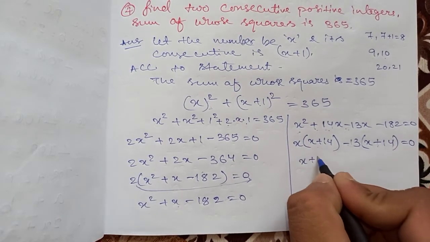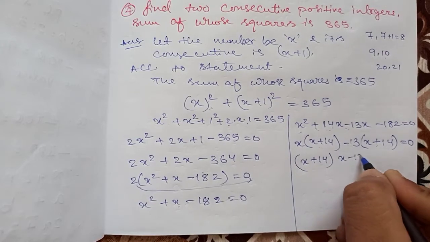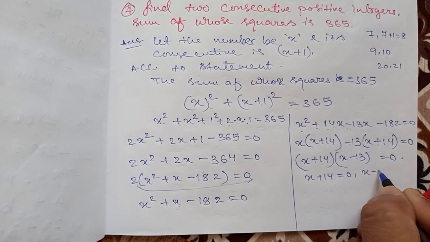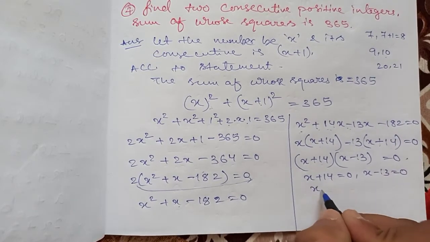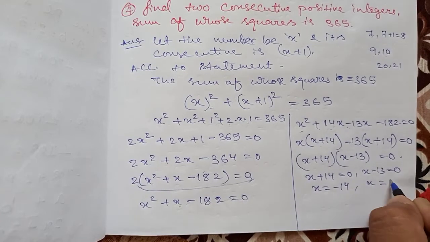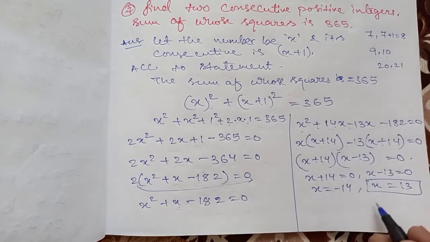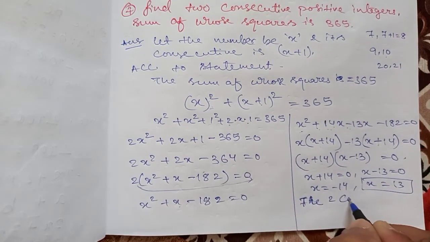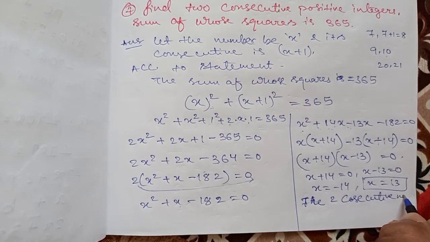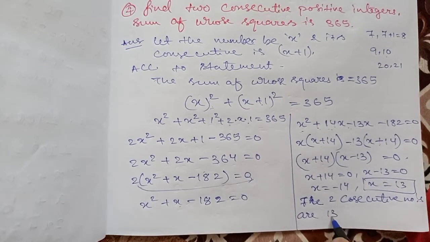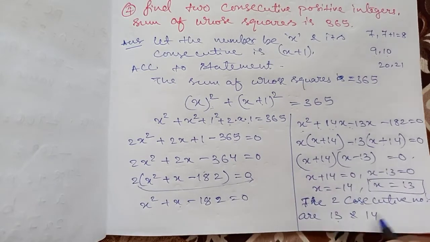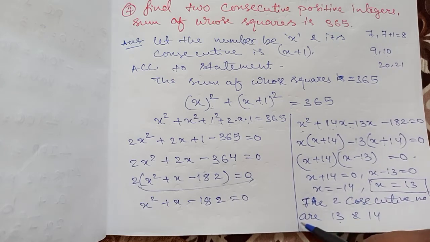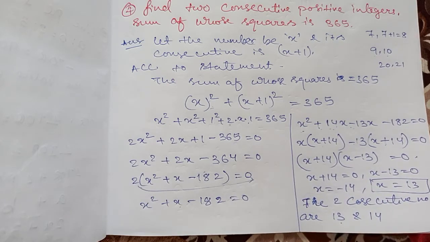Write these two: x minus 13 equals 0, x plus 14 equals 0. So x equals minus 14, x equals 13. This is the required number, and the two consecutive numbers are 13 and 14, because 13 is one number and 13 plus 1 is 14, the second consecutive number. So in this way we can solve all the consecutive numbers questions. Okay, next, now the sixth question.